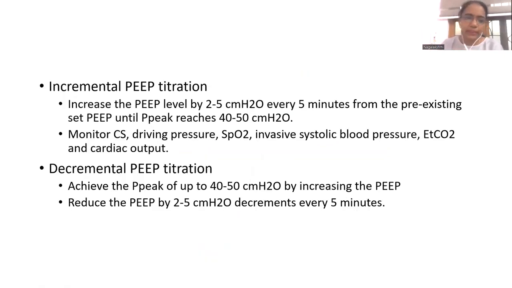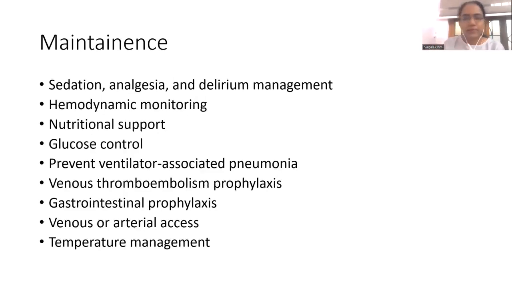We can go for an incremental PEEP titration or a decremental PEEP titration. In the incremental PEEP titration, we monitor the compliance, driving pressure, SpO2, and other hemodynamic parameters. We set up an initial PEEP and then monitor all these things and increase the PEEP level every 5 minutes by 2 to 5 centimeters of water until the PEEP peak reaches 40 or 50 centimeters of water. And decremental PEEP titration is where we initially set a high PEEP, that is 40 to 50 centimeters of water, and then decrease by 2 to 5 centimeters of water every 5 minutes, monitoring the compliance, driving pressure, and other hemodynamic parameters.